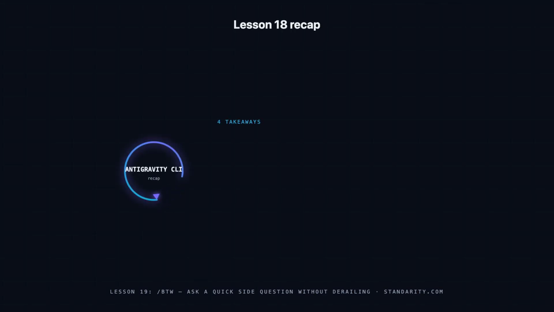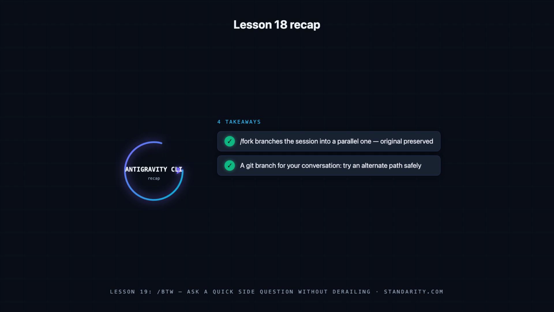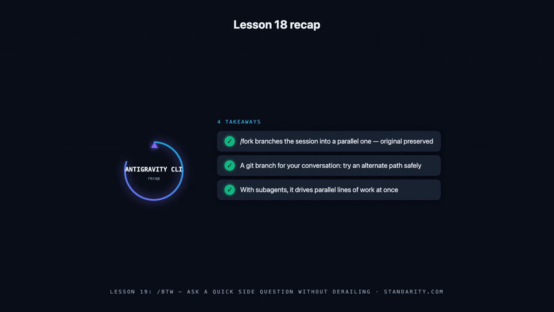Here's what to keep from this lesson. The fork command branches the current session into a parallel one, preserving the original thread while you explore a new direction. Think of it as a Git branch for your conversation, letting you try an alternate approach without losing the first path you were on. Combined with subagents, forking is how Antigravity handles parallel lines of work across a session.